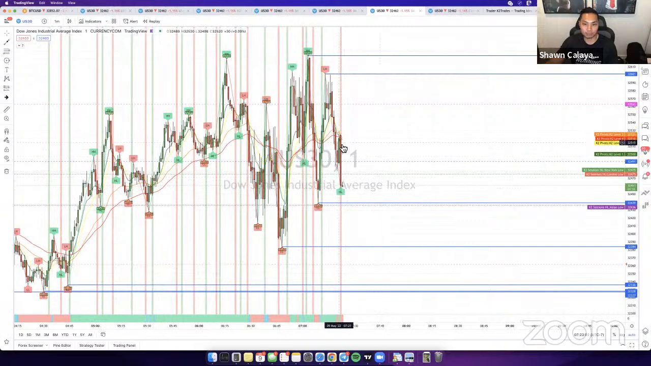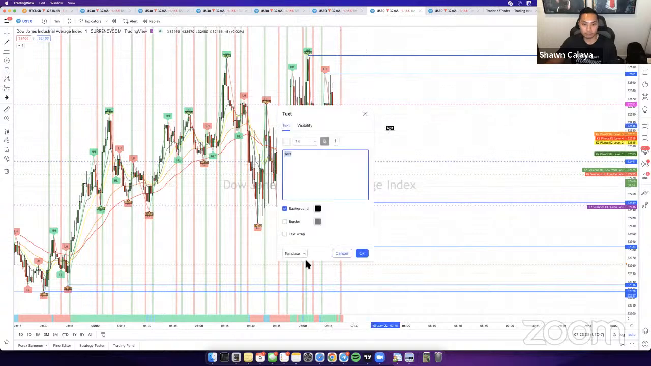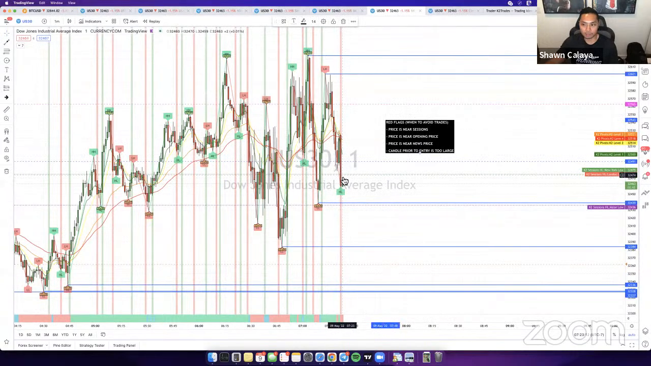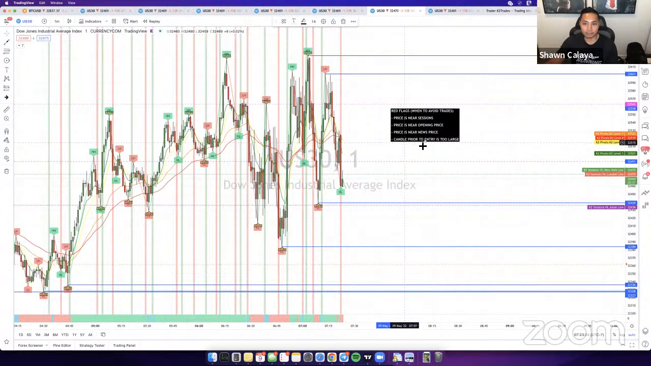This right here technically would be a pivot scalp, but this candle here is huge. A lot of red flags again right here. If you look at the red flags, for one, you avoid trades when it's near the sessions. There's a session right here, New York low. You avoid it when it's near opening price. Opening price is right here. It's still far from it, but it's breaking, closing past it. But this is the big one right here. The candle prior to entry is too large. So this candle right here is way too big.